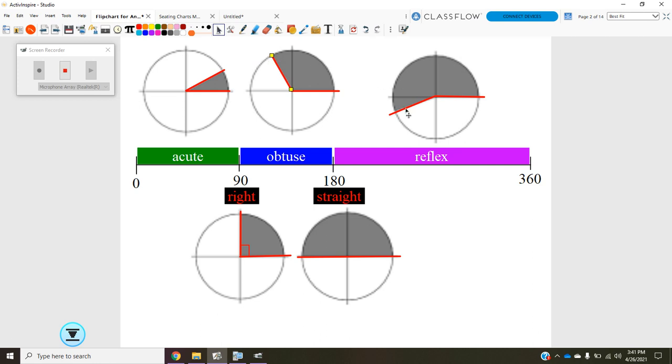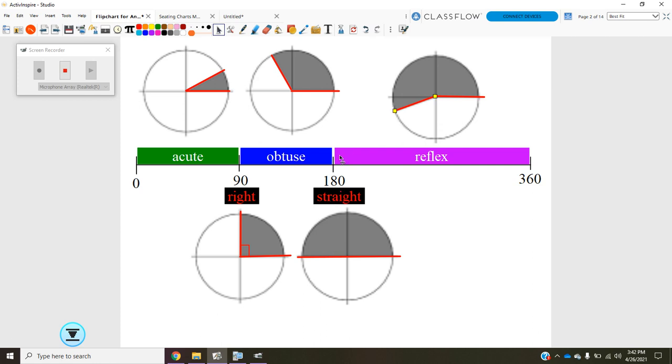A reflex angle is when we go past 180. I skipped straight angle, but I'll come back to it. So a reflex angle is anything over 180 degrees up to 360 degrees. So anything in this entire lower region would be considered reflex. I skipped over the straight angle down here.